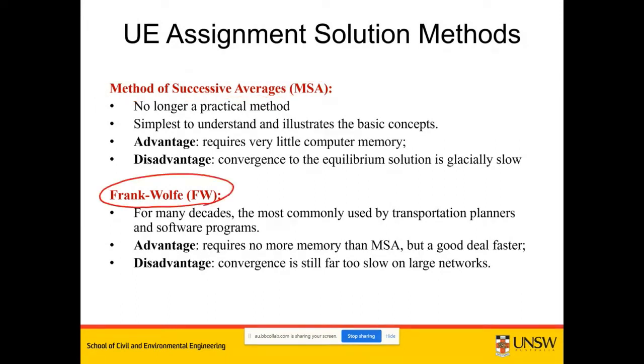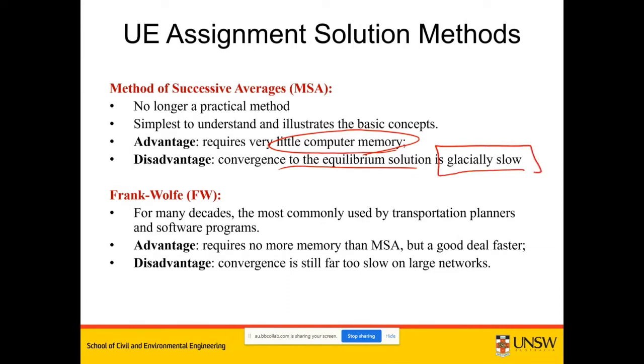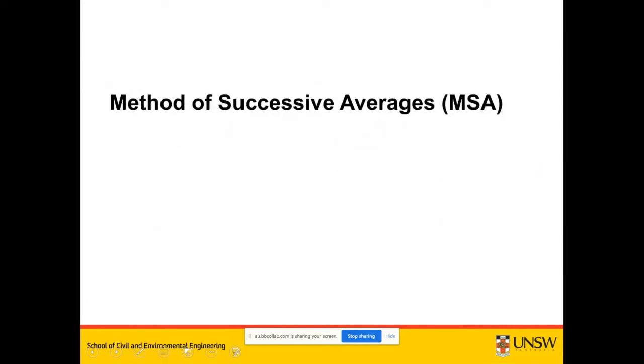Frank-Wolfe is a little bit more complicated, but it has the advantage of being a little bit quicker in terms of convergence. It's still very slow on large networks, but it is faster than MSA. And MSA also requires a lot of computer memory, so if you don't have enough RAM on your computer, MSA may not really work. And as I said, it's really slow. I have a nice word here: it says glacially slow. So now let's start by going over the method of successive averages, or MSA.